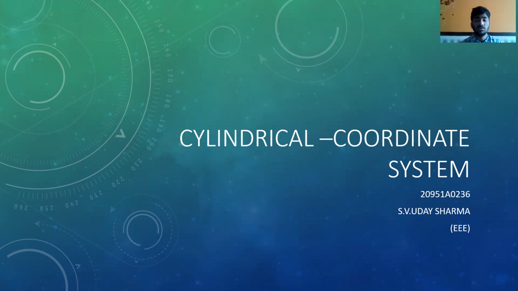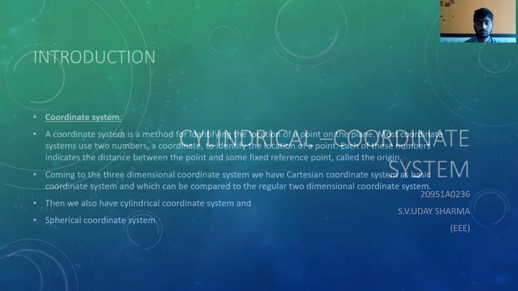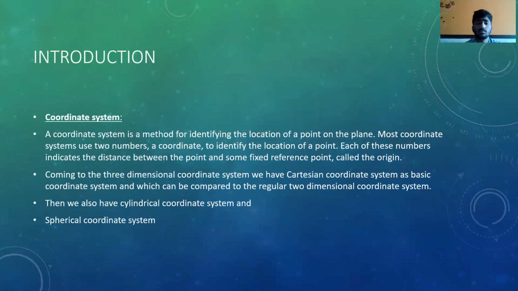Today I am going to discuss the topic cylindrical coordinate system. A coordinate system is a method for identifying the location of a point on the plane. Let us consider a point O. This can be considered as the origin. And let us consider a point P.